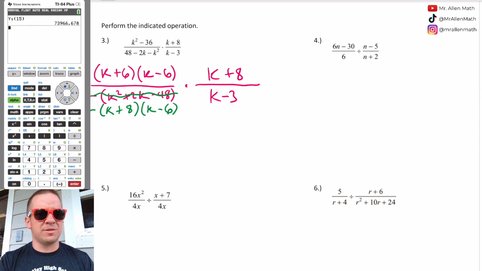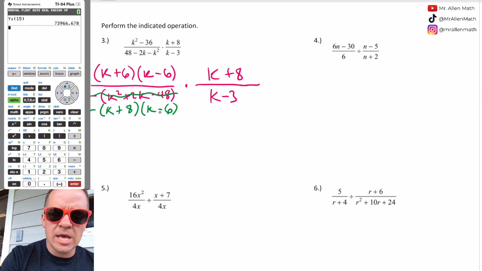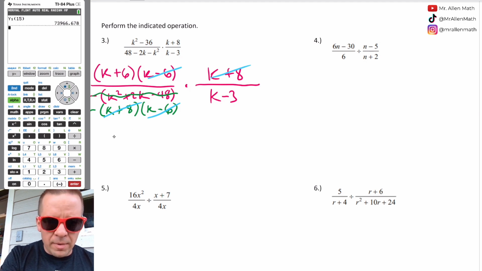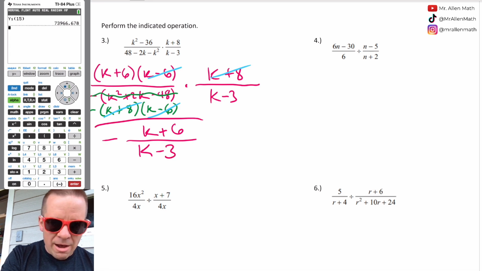So I'm going to go light blue with this one. I'm feeling the light blue on my cancellations. K minus 6 is gone. K plus 8 is gone. That's it. That's all that's gone. So now I have a negative still. Don't forget that negative. And then I have k plus 6 over k minus 3. That would be my final answer.